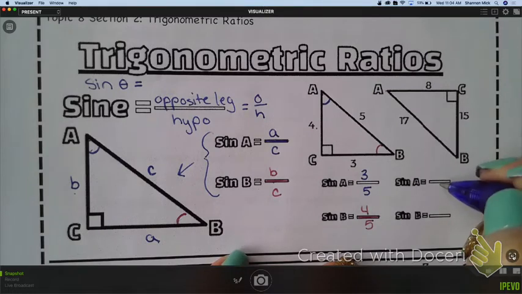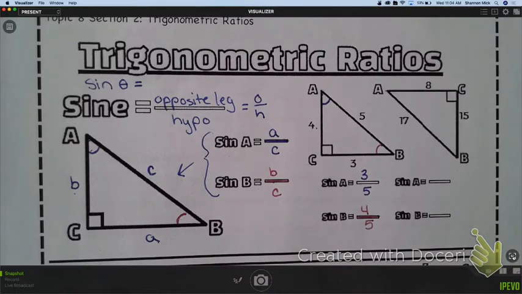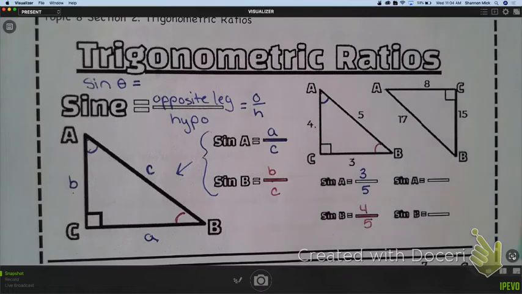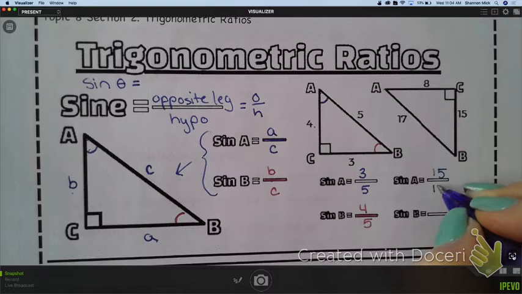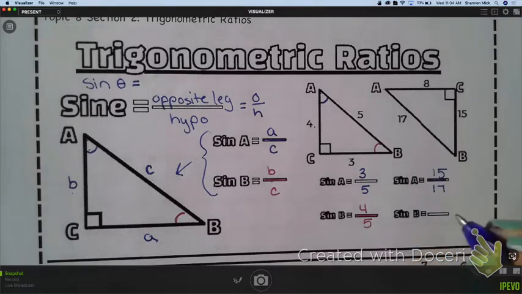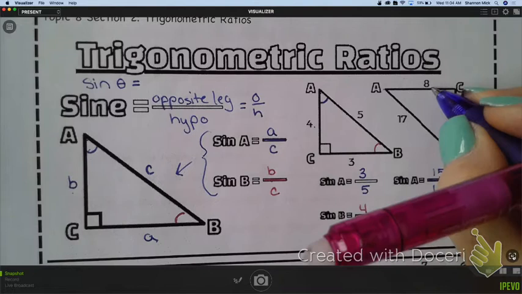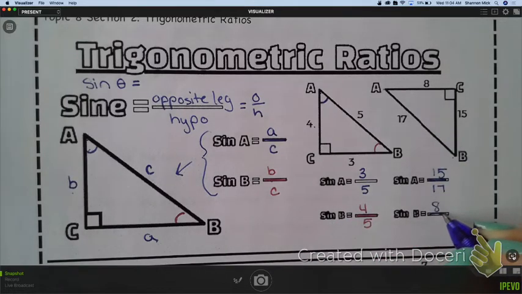Do sine of A and B on the next triangle on your own. Okay, opposite of A is 15, and the hypotenuse is 17. The hypotenuse should always be the bigger one. And then opposite of B is 8, and the hypotenuse is 17.